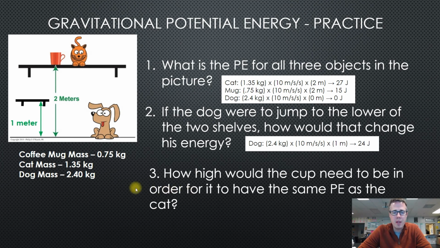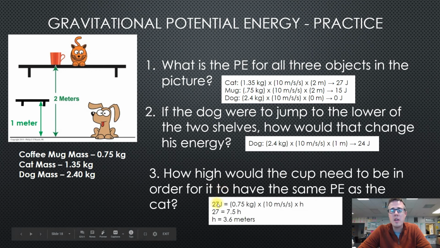Now for the toughest of the three. Where do we have to put the cup in order for it to have the same potential energy as the cat? So in order to solve this type of question, we have to take the energy of the cat, which was 27, and we have to plug it into the potential energy equation. So we're going to say 27 equals mass times gravity times height. And we're solving for the height. We're trying to find the height of the cup.